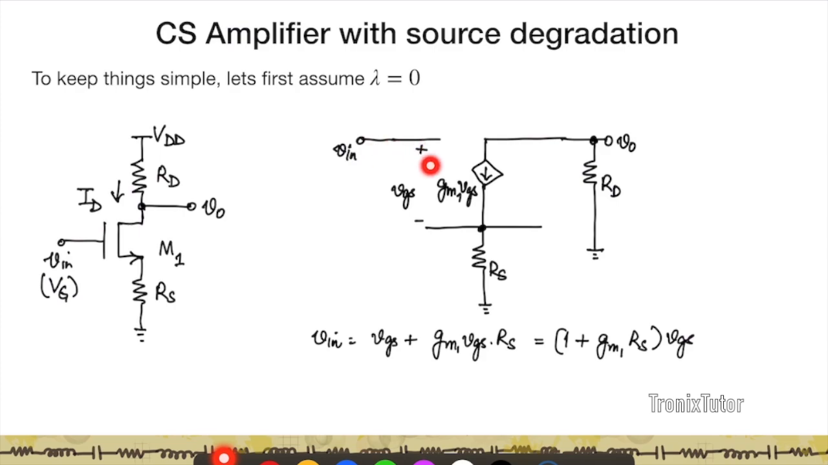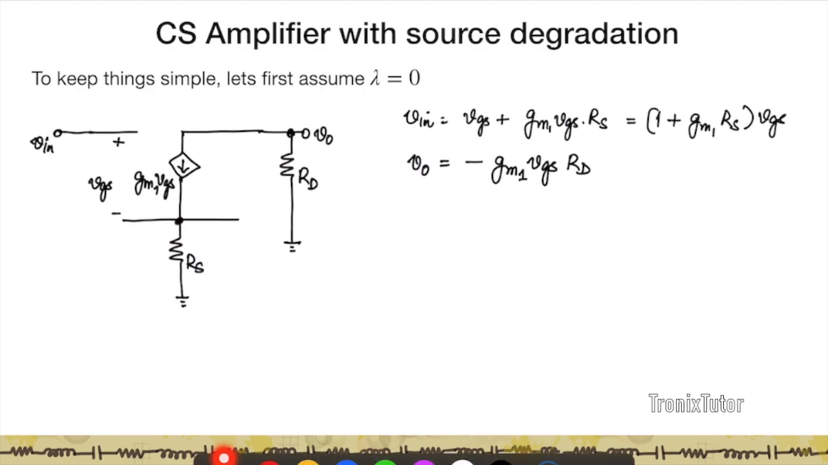Right? So if I apply KVL in the input loop, the current flowing in RS is given by gm1 times VGS. So if you look at the input loop, gm VGS is the current that's going to flow in RS and it's going to flow back in RD. So I can write my Vin as VGS plus the voltage drop in RS, which is VGS plus gm1 VGS RS, or 1 plus gm1 RS into VGS. V0 on the other hand is going to be minus gm1 into VGS into RD because the current is flowing upwards.